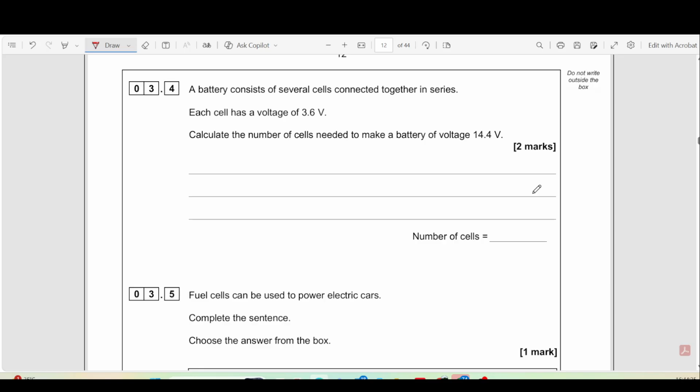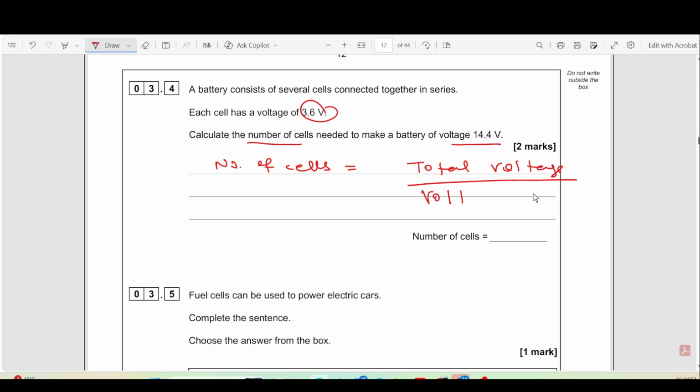The next question is, a battery consists of several cells connected together in series. Each cell has this voltage. Calculate the number of cells needed to make a battery of this voltage. There is a formula which you can apply here. Number of cells is equal to total voltage divided by voltage of each cell.